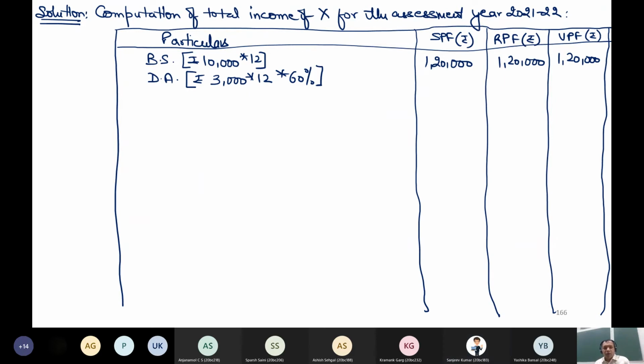Okay. Now, how much DA should I write? Can anyone tell me that? Is it correct or not? I'm asking, I have written DA allowance 3000 into 12 into 60%. Is it correct or not? This is what my question is. Is this DA 3000 into 12 into 60%? Is it correct or not? Please think and tell.